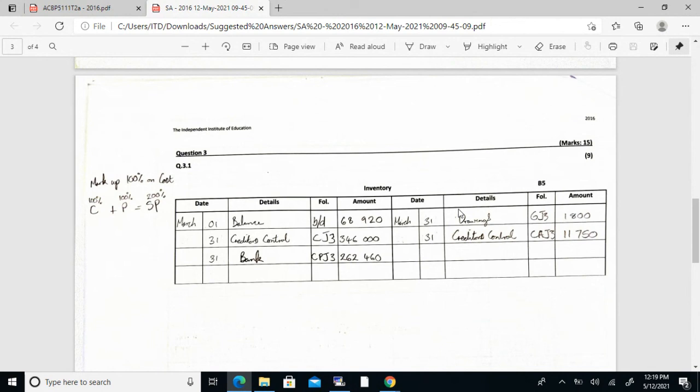And again, creditors control, okay, because remember, this is people that we owed, okay? So we're saying, okay, we're reducing what we owe people. So in your creditors control, we're going to debit. Does that make sense? Okay. All right, and then CAJ, again, for the month of March, so then you throw in the amount there, 11,700.